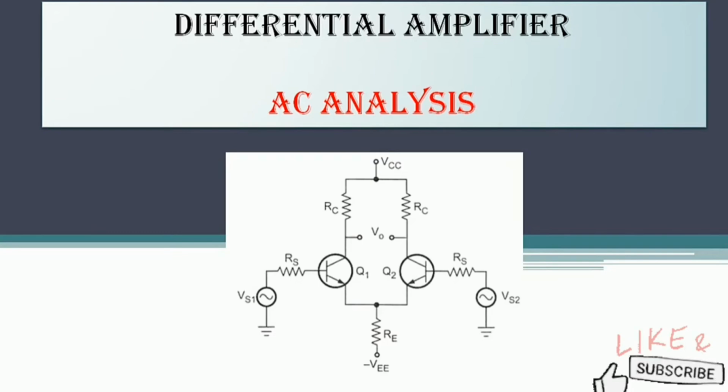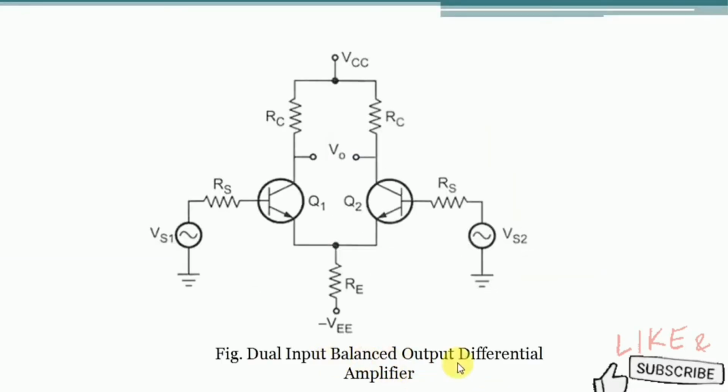Here we are considering the dual input balanced output differential amplifier circuit. For this circuit, replacing the transistors with the H parameter model, we have to calculate the differential mode gain, common mode rejection ratio, input impedance and output impedance. Before entering into the calculation of all the parameters, first let us discuss what the H parameter model is and how it replaces the transistor.